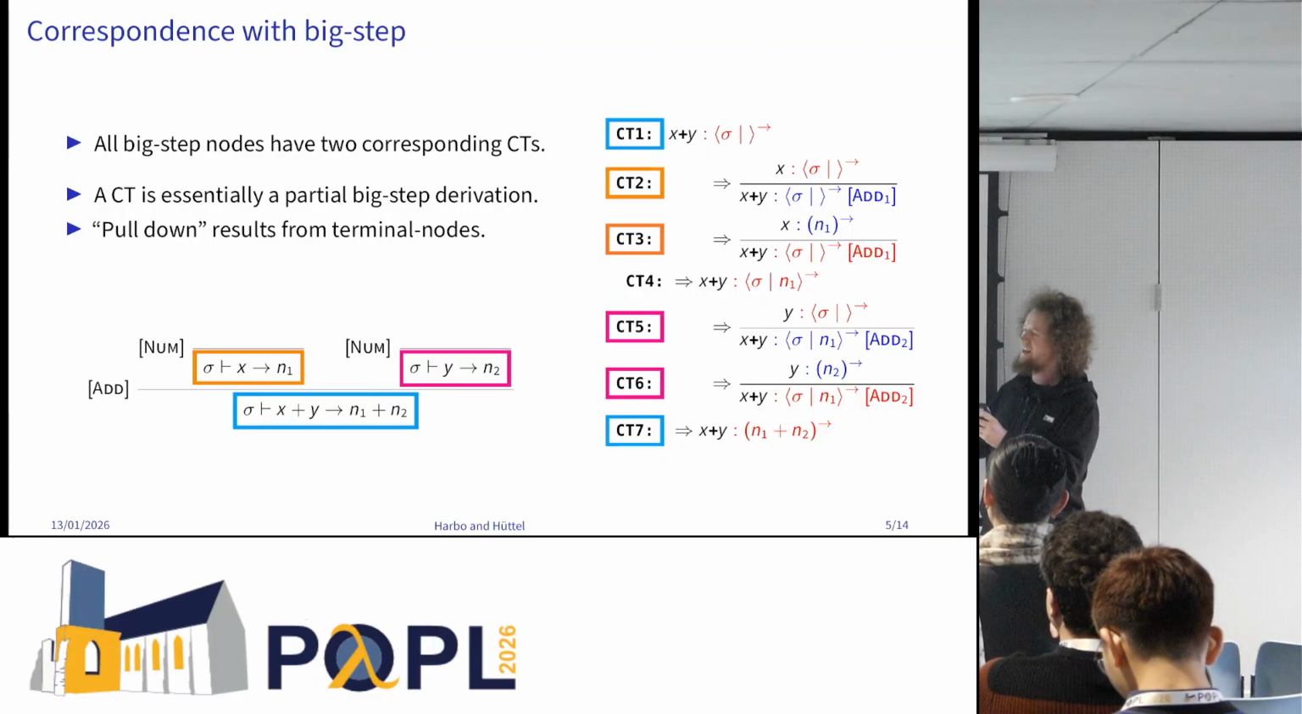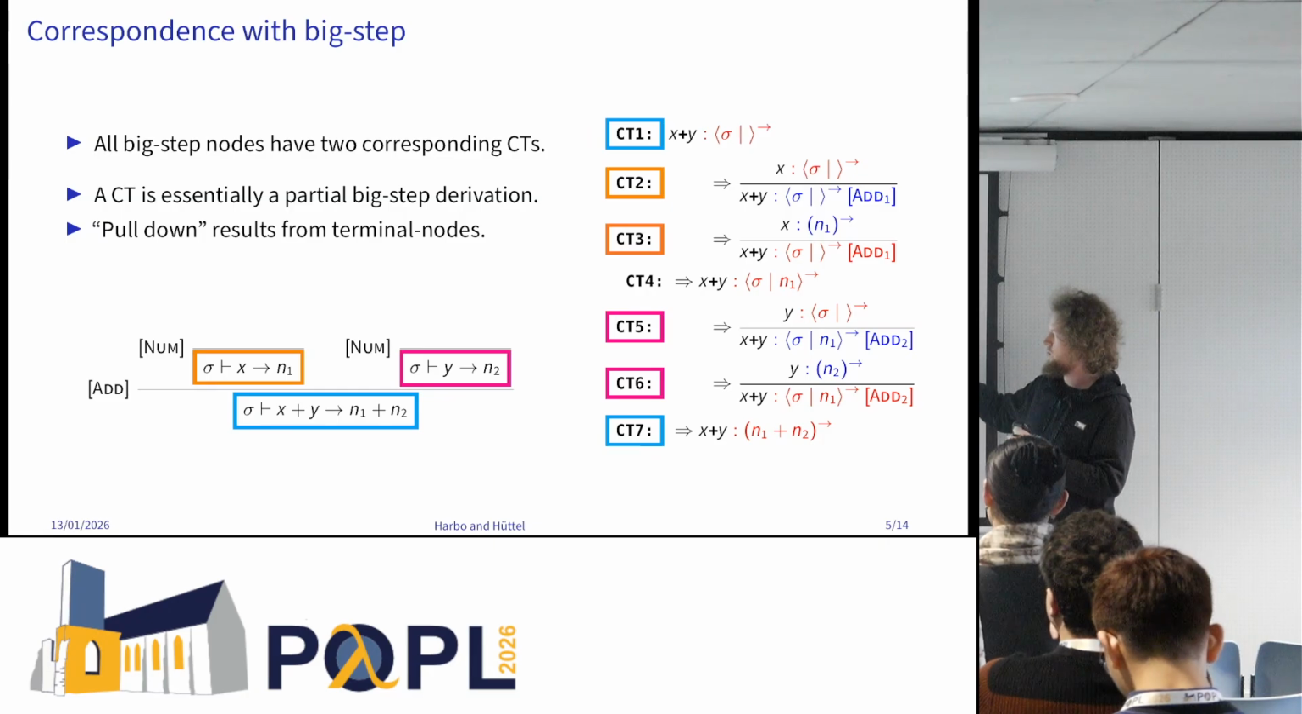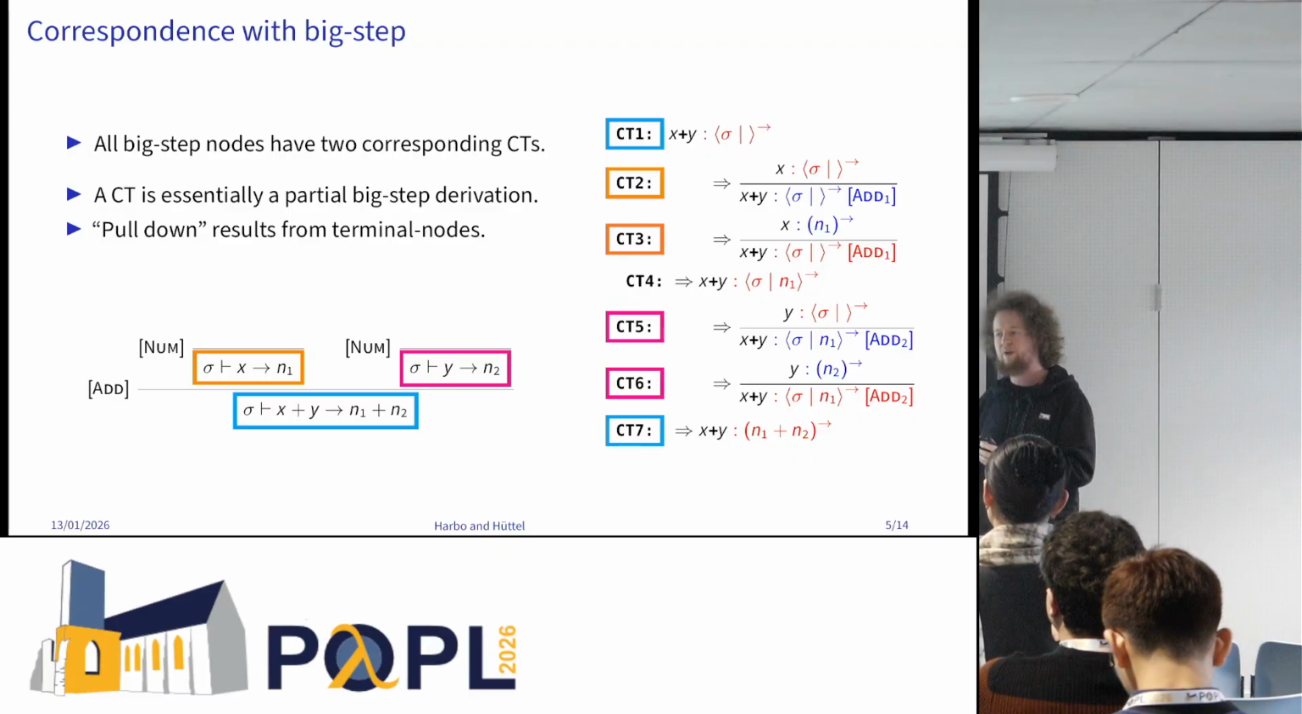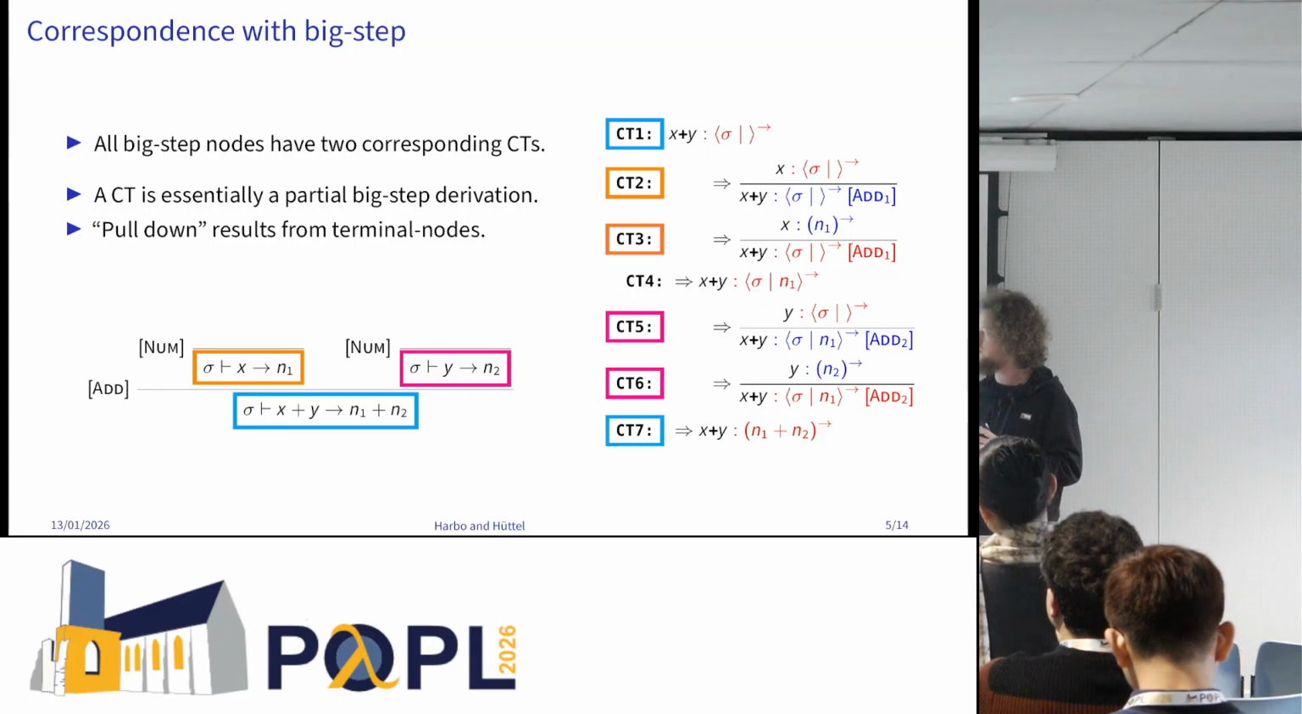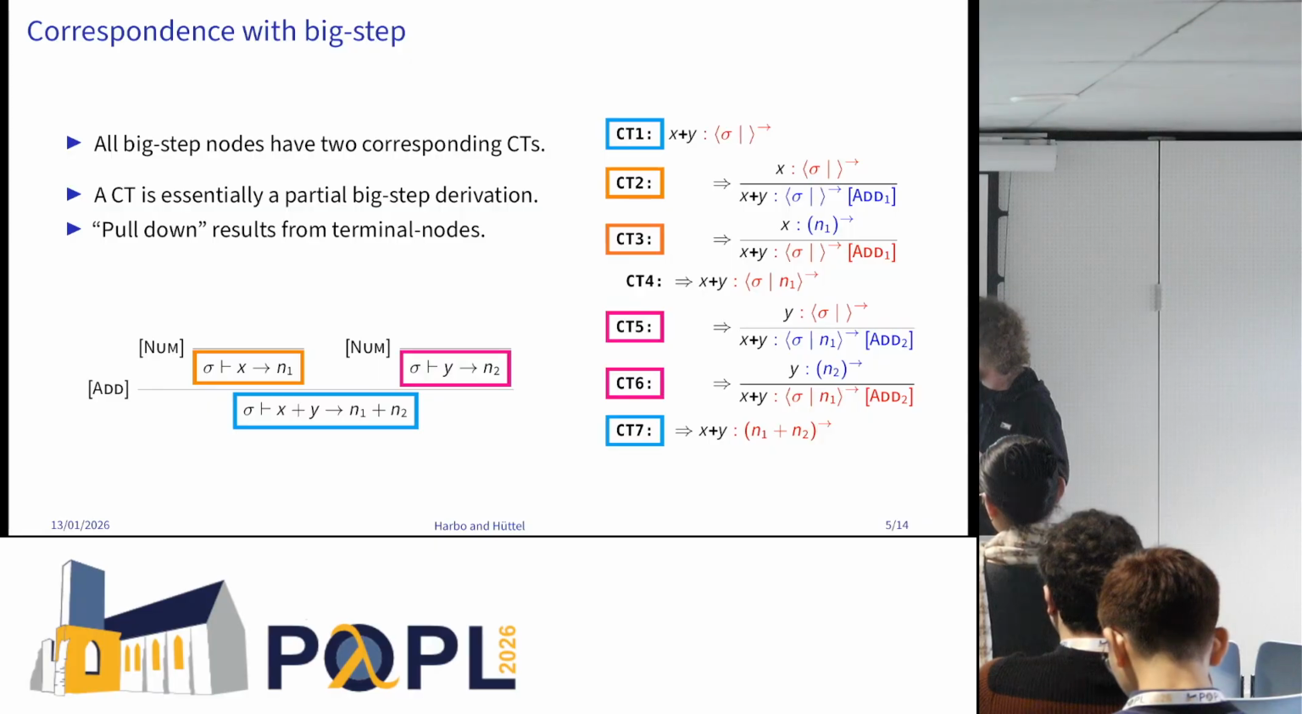An easy way to see how this works is to see the computation trees as partial big step derivations, where the computation tree essentially grows up through the big step derivation until we establish the value of some constituent, and then we pull that value down towards the root. So n1 is pulled down, and then n2 is pulled down, and when everything goes to the root, we have the final result.